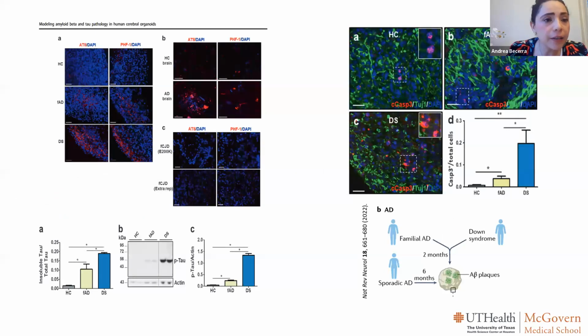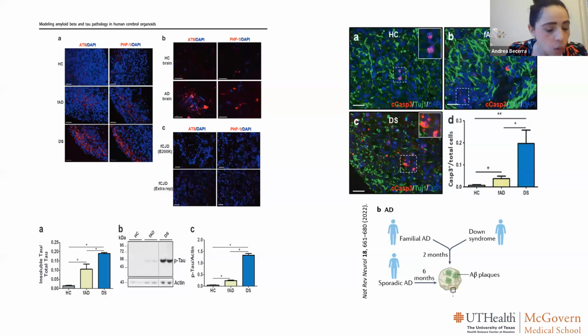Also, using markers for tau phosphorylation such as AT8 and PHF1, we found hyperphosphorylation of tau in those organoids, in both FAD and Down syndrome, compared with the healthy controls, with healthy cerebral organoids. Using Western blot and ELISA, we also analyzed the levels of insoluble tau and total tau, as well as phosphorylation of tau, which increased in FAD organoids and Down syndrome organoids.